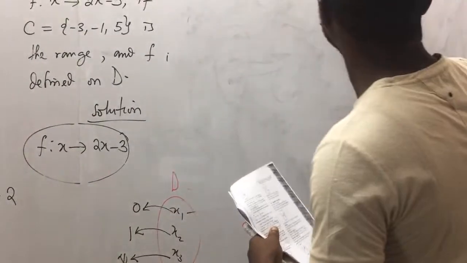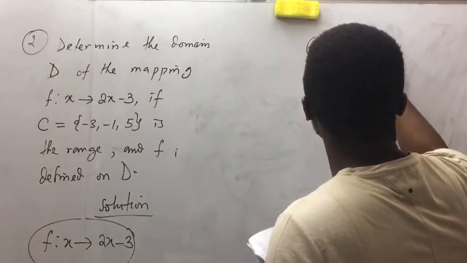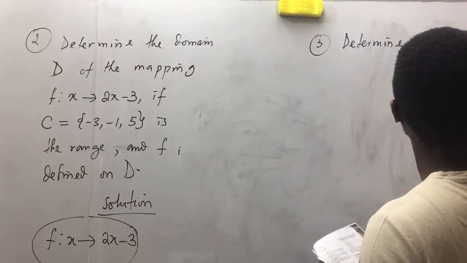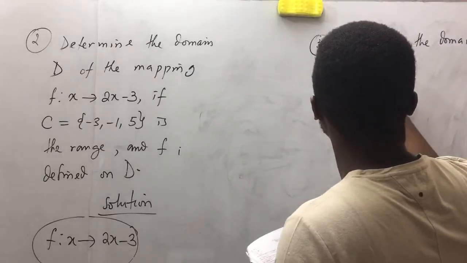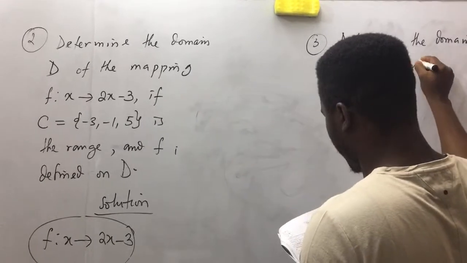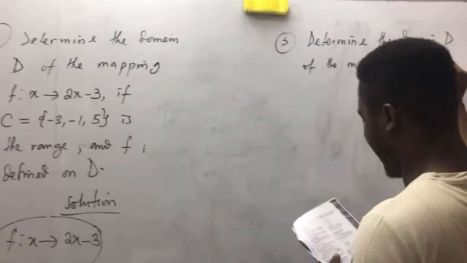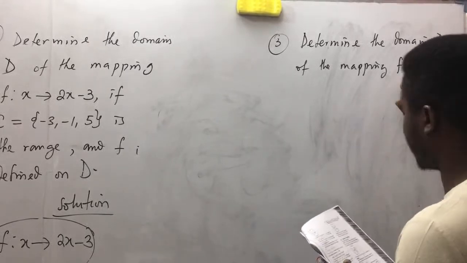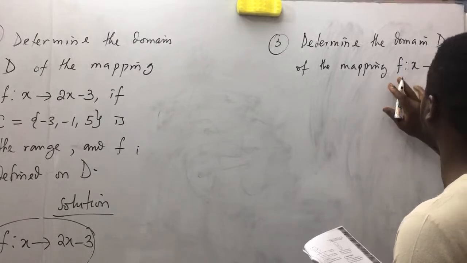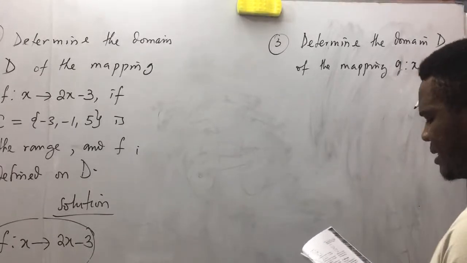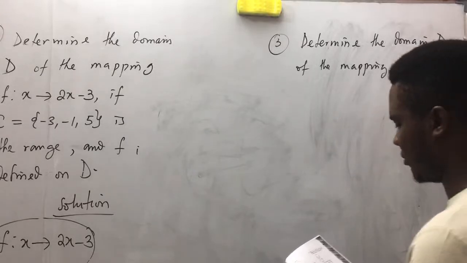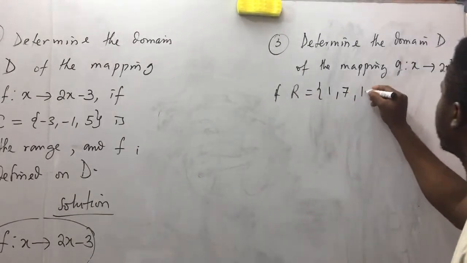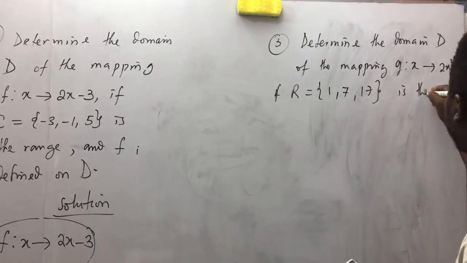Now, for question number 3, we have the question. Question 3 says, determine the domain D of the mapping f: x into 2x squared minus 1. Okay, this is the mapping. Determine the domain of the mapping g: x into 2x squared minus 1, if R equals 1, 7, 17 is the range.